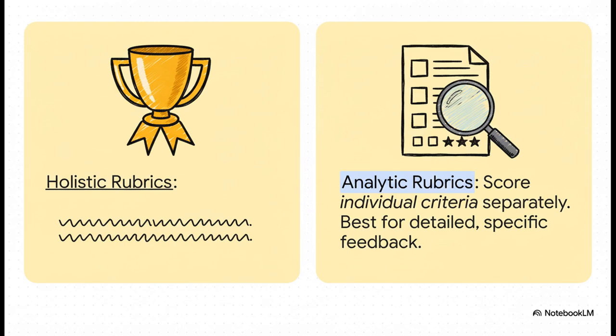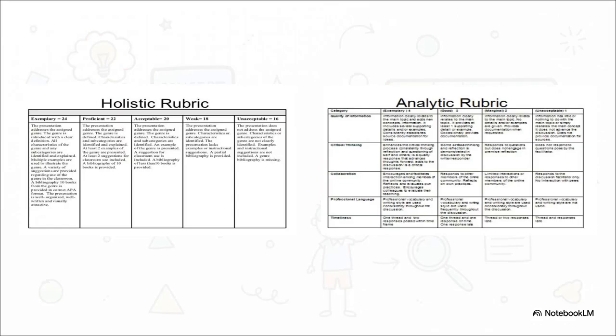Then you've got analytic rubrics. Now these break the work down into different parts, like organization or use of evidence, and score each one on its own. This is absolutely fantastic for giving specific, targeted feedback. And you can see the difference clear as day right here. On the left, that holistic rubric just gives you 1 overall score, exemplary, proficient, whatever it may be. But look at the analytic one on the right. It's got separate rows for quality of information, critical thinking, collaboration. It gives you a much clearer roadmap of where a student is shining and where they might need a little help.